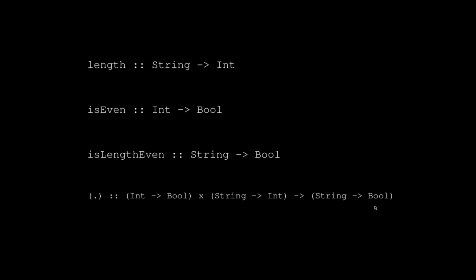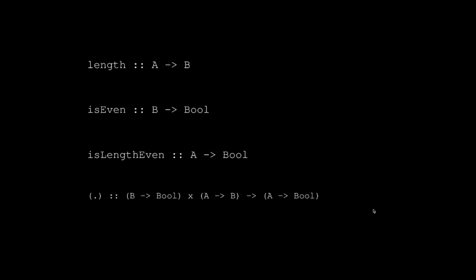It may seem a bit twisted at first, but in general, we can say that the input type of the first argument, let's call it b, must match the output type of the second argument. The input type of the second argument, let's call it a, will become the input type of the result. And the output type of the first argument, let's call it c, will become the output type of the result.